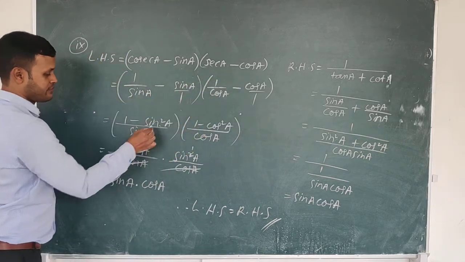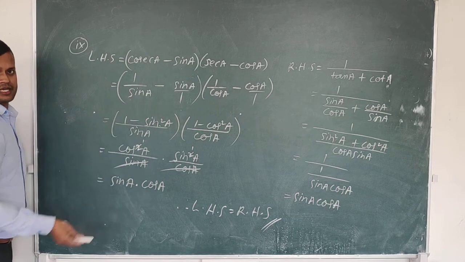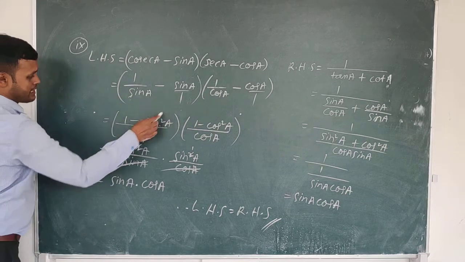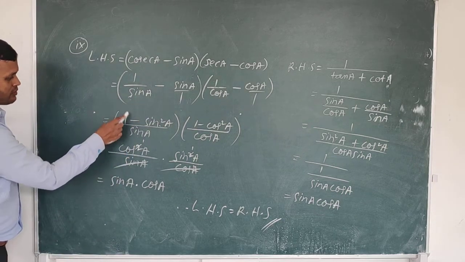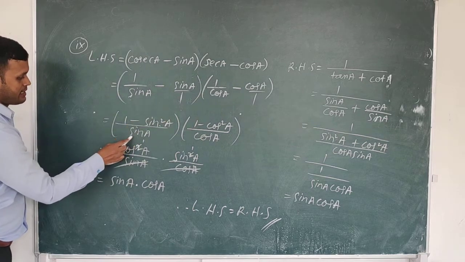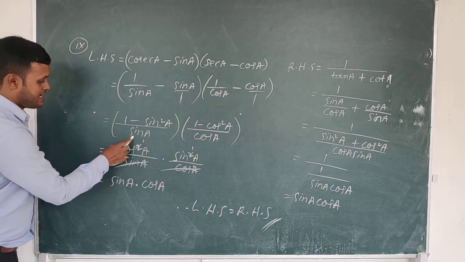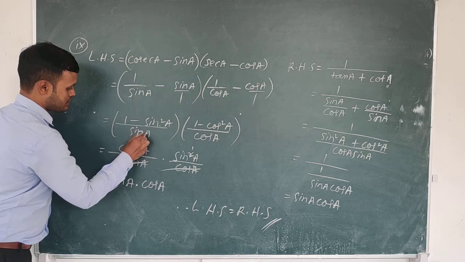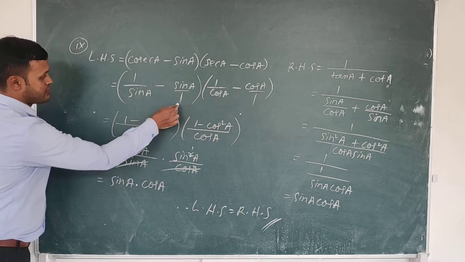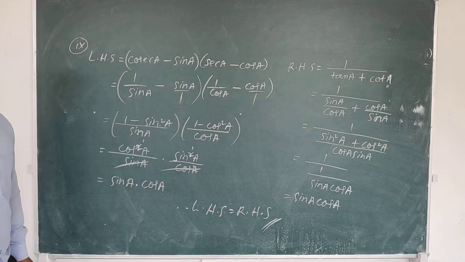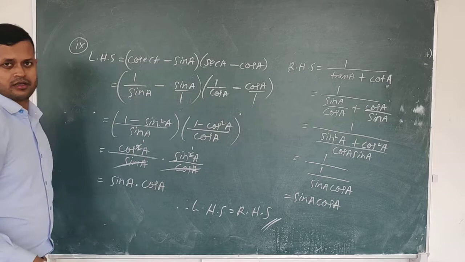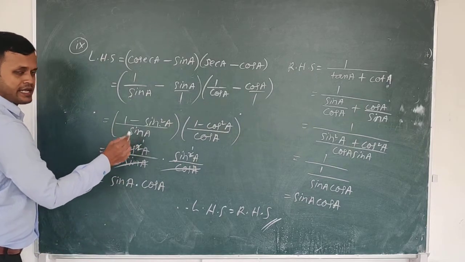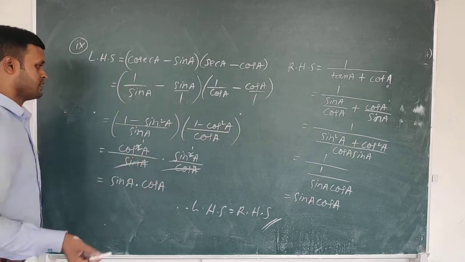Sin A and 1, the LCM will be what? See here students, sin A and 1, the LCM will be sin A. So if you divide sin A by 1, how many times will it go? Sin A times. So sin A into sin A is sin square. Again, if you divide by sin A, 1 times, so 1 into 1 is 1.